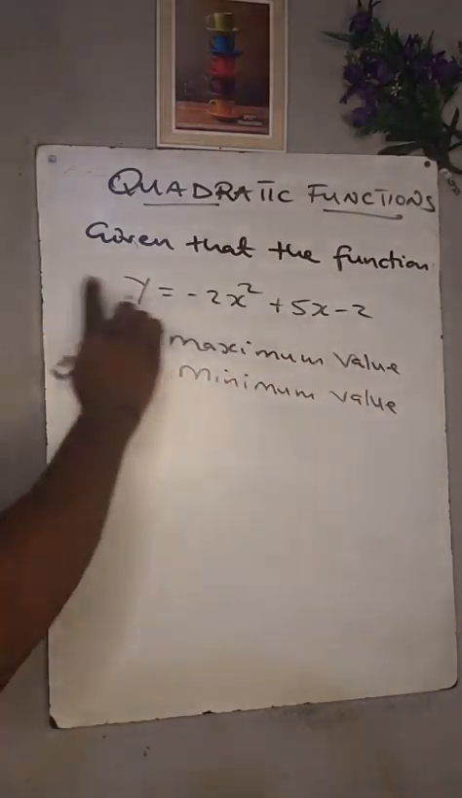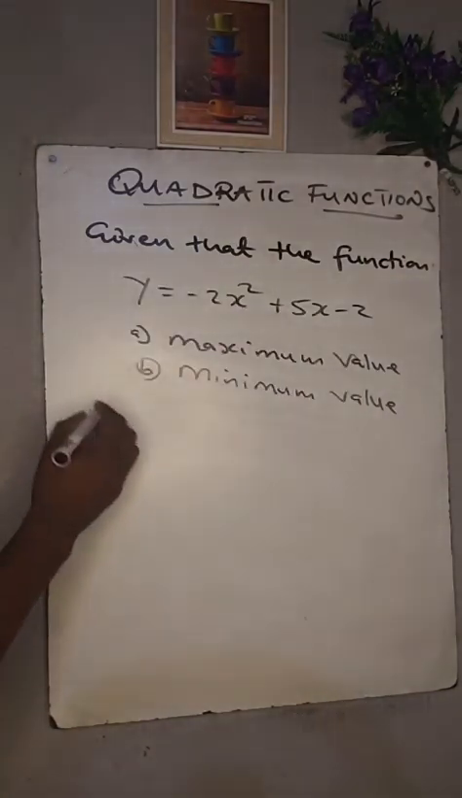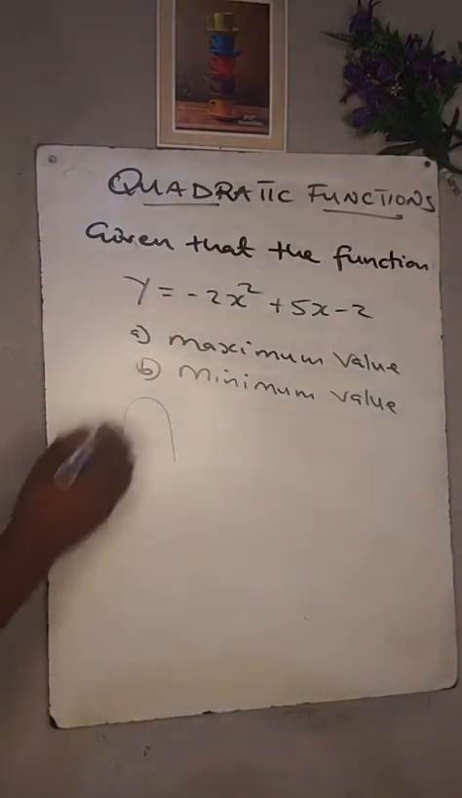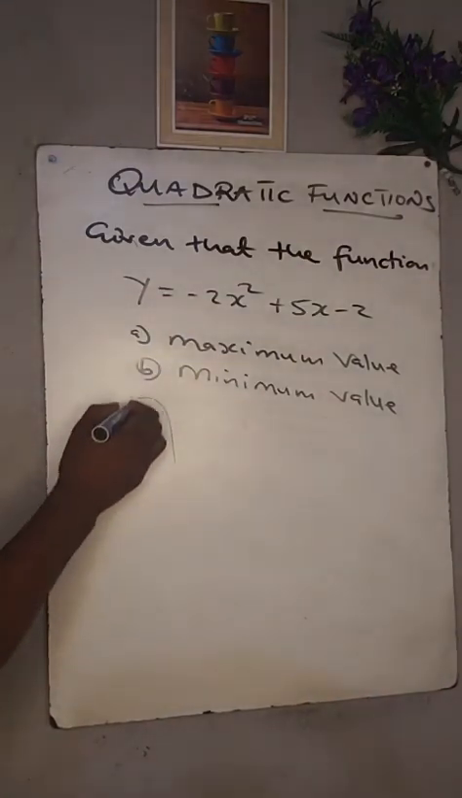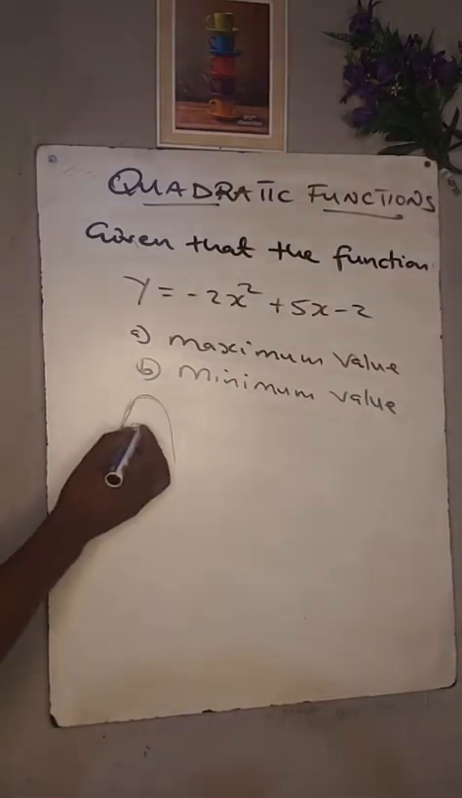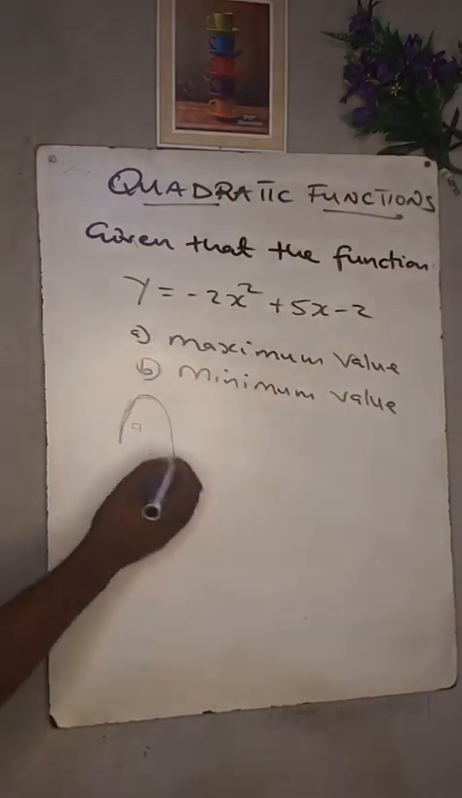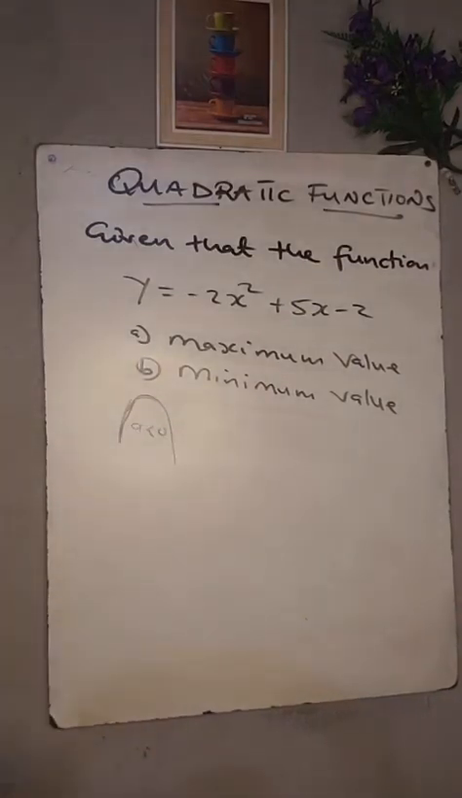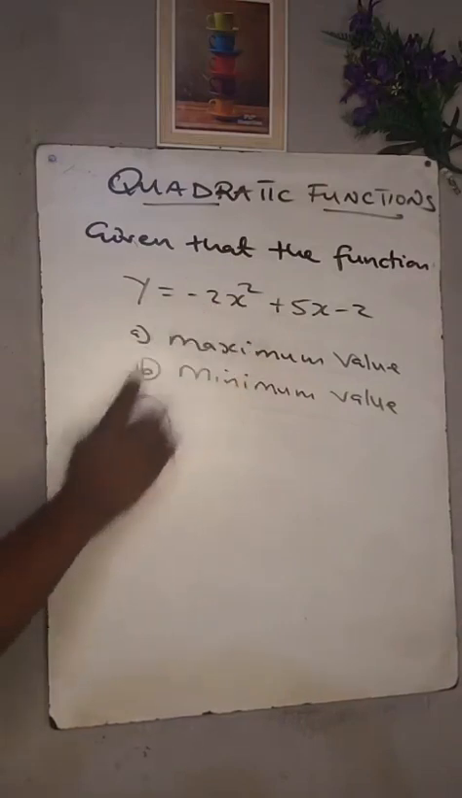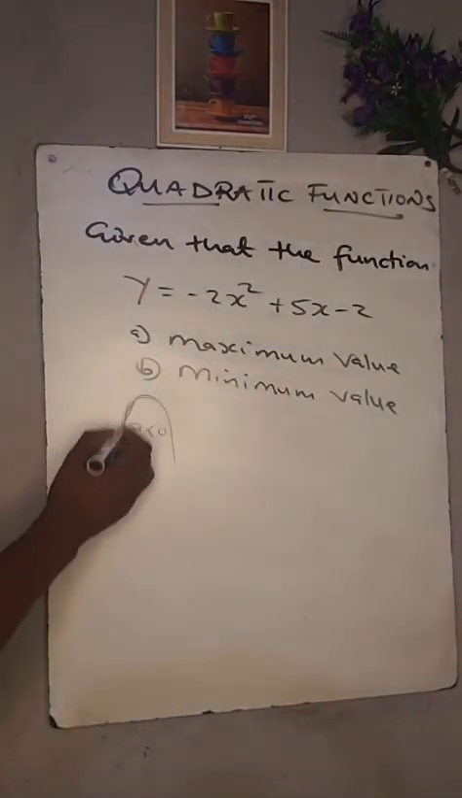This function will have a curve that is in this form. The reason why this curve will take that form is because the coefficient of that x squared is less than 0. The coefficient of that, which is negative 2, is less than 0. Hence, we are going to have that.